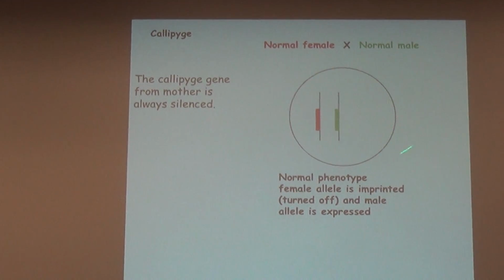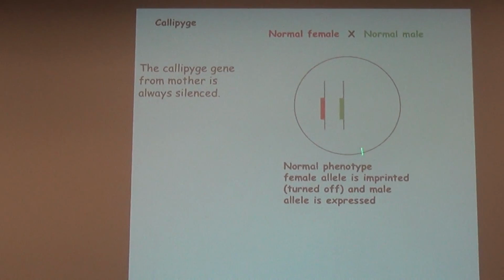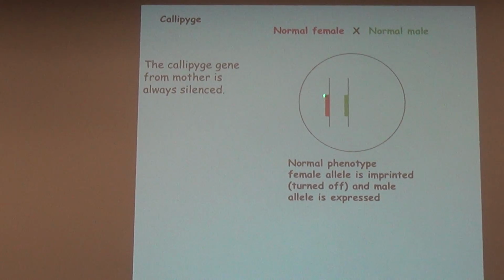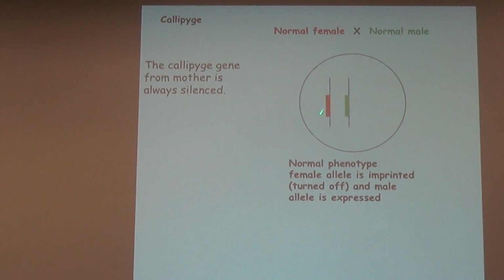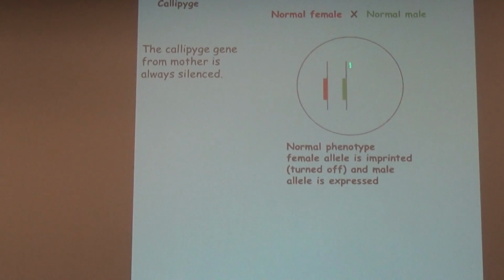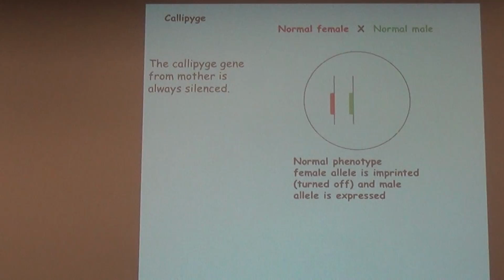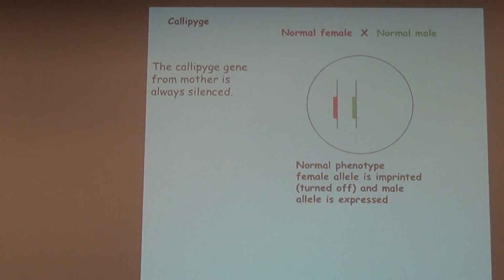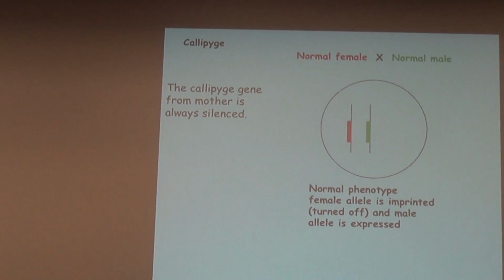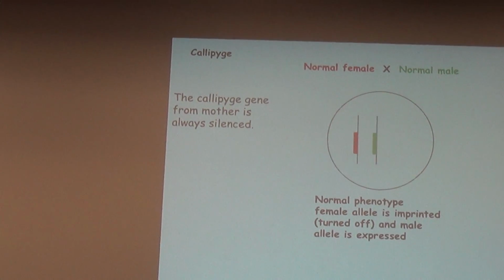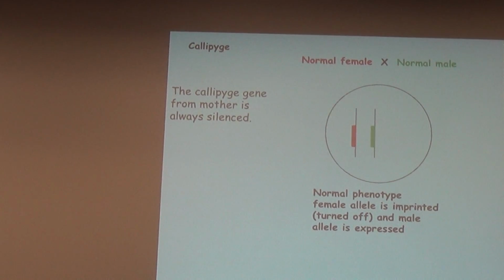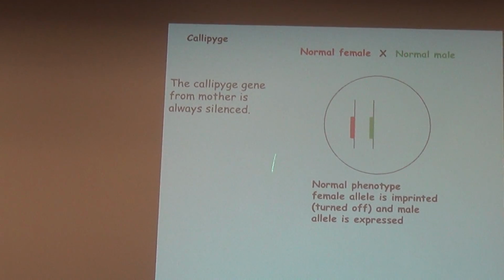normal phenotype, the female allele is turned off. Let's imagine this red allele is the female allele. This allele is repressed. This green gene is made into RNA, and it is expressed. This is imprinting. There's DNA methylation that's going to play a role in this process.